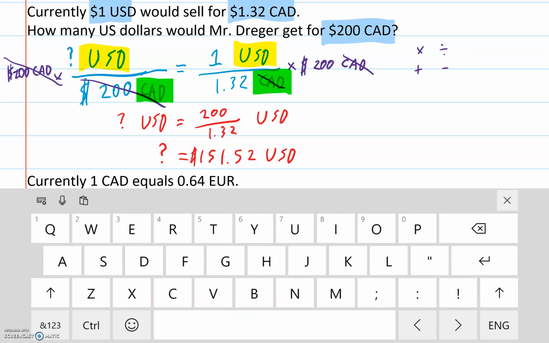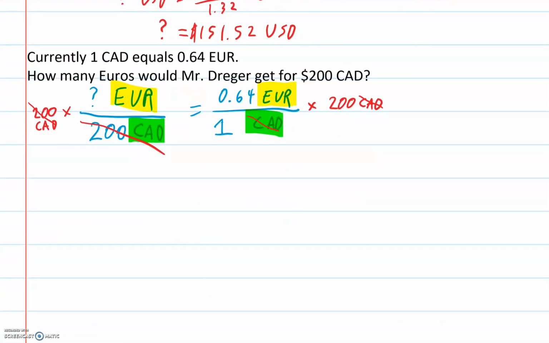Sorry about the keyboard popping up all the time. Now we are left with some amount of euros equals 200 times 0.64, divided by 1, which does nothing because it's dividing by 1, euros. So now we just need to multiply those two numbers, 200 times 0.64, and we are left with 128 euros.